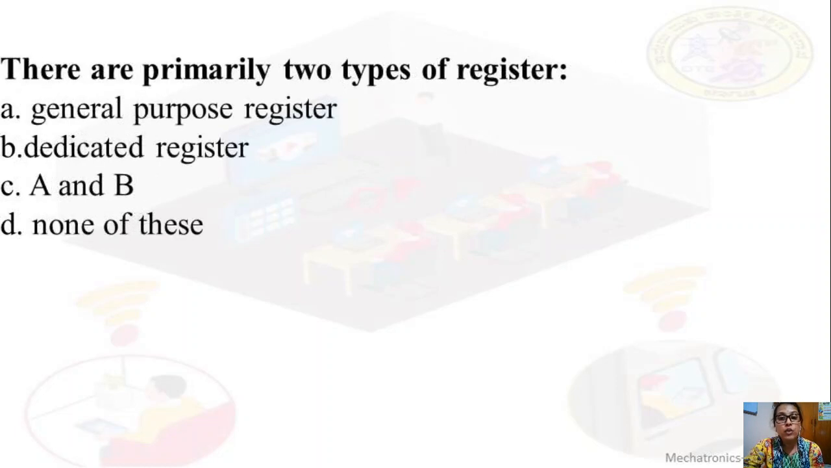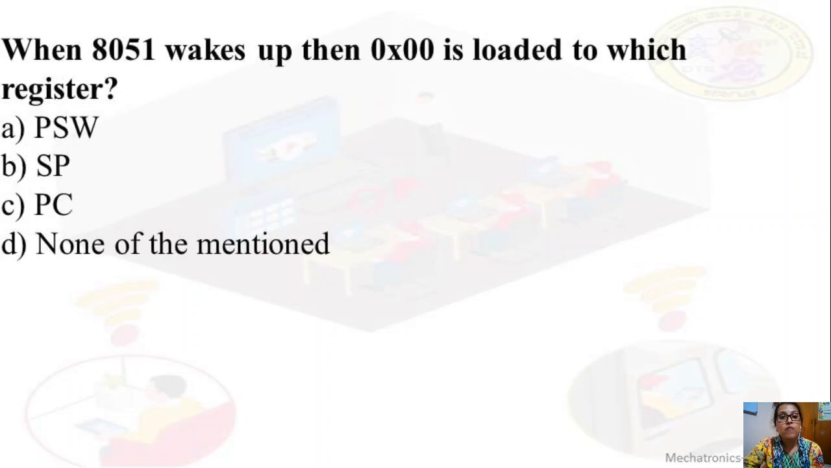There are primarily two types of register, general purpose register and dedicated registers. Both A and B, none of this. So, there are two types of registers, general purpose registers and dedicated registers. Our answer is both A and B, that is option C. Next. When 8051 wakes up, then 00 is loaded to which register? That means PSW, stack pointer, program counter or none of the mentioned. After reset, 00 is loaded to the program counter.